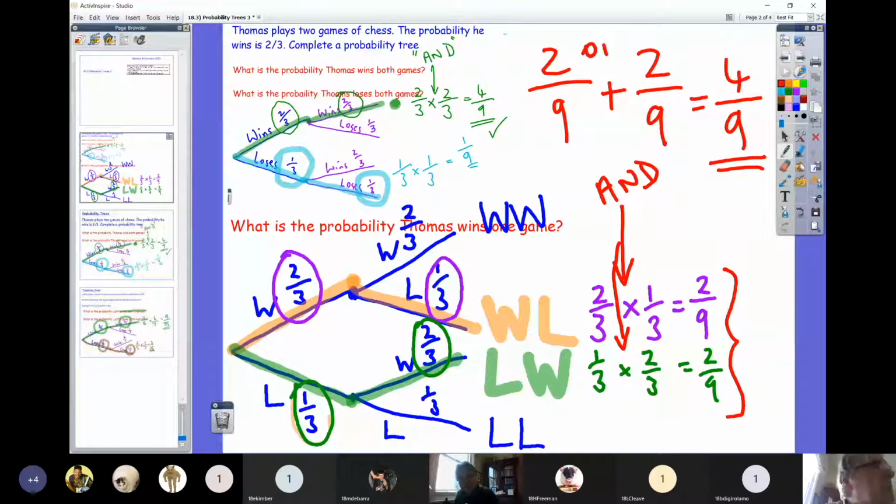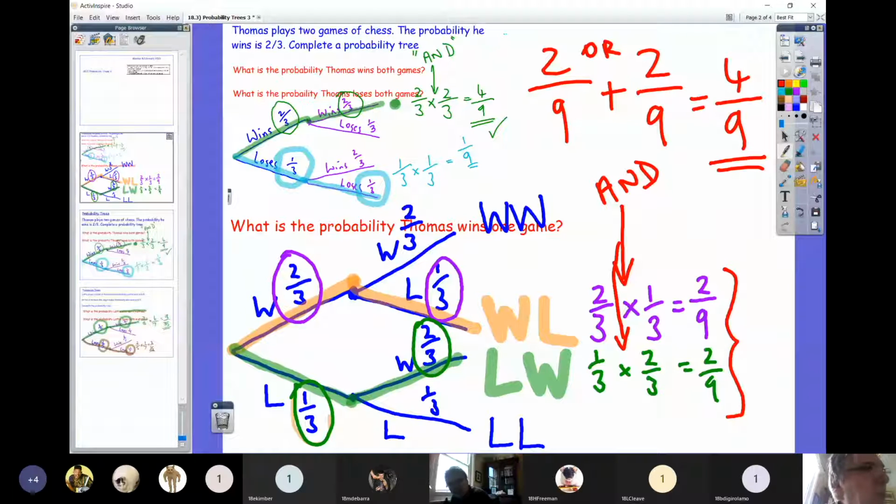So the key points for you to take on board, you start off by multiplying as you go down the various routes on the probability tree. That win-lose is because you win and then you lose. That's the one in orange. That lose-win in green, that is when you've lost and then you've won. So you've multiplied those to get the 2/9 and the 2/9. But back to answering today's question, what is the probability Thomas wins one game? Well, he wins one game by either of those 2 routes.